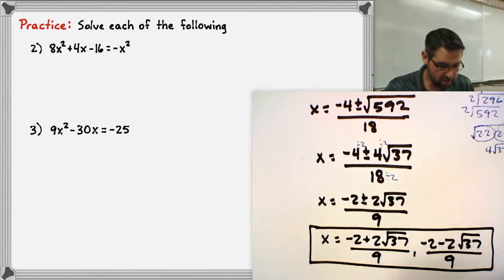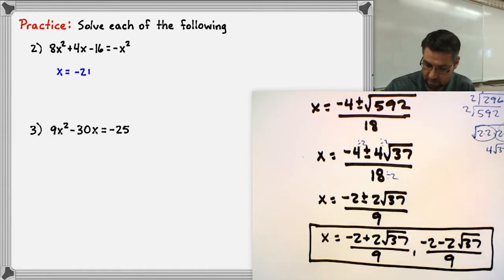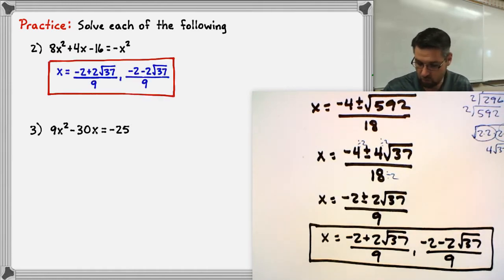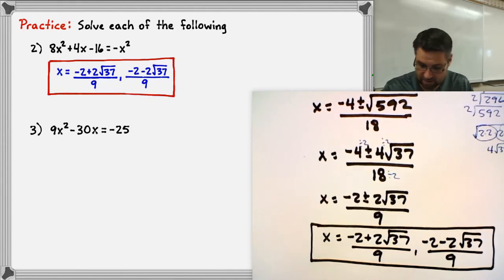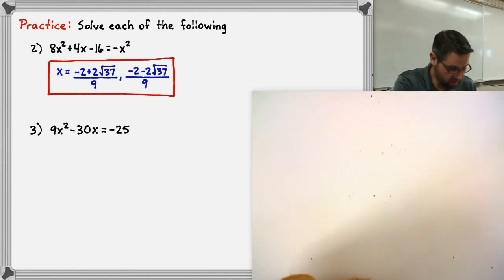Now, if we wanted to put this in decimal form, we would take the square root of 37, and then whatever that is, we'd write it out, and then we'd simplify each of these, okay? But this is simplest radical form here, okay? All right, let's take a look at the next problem and see what we can do with that.